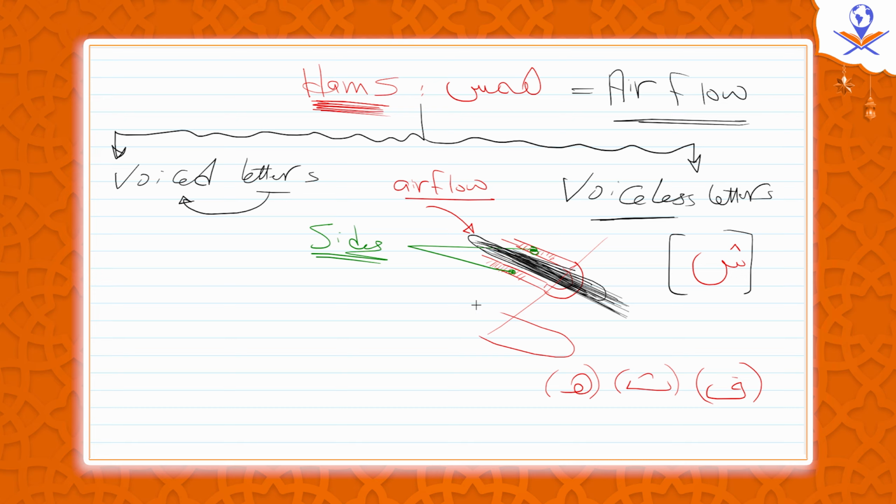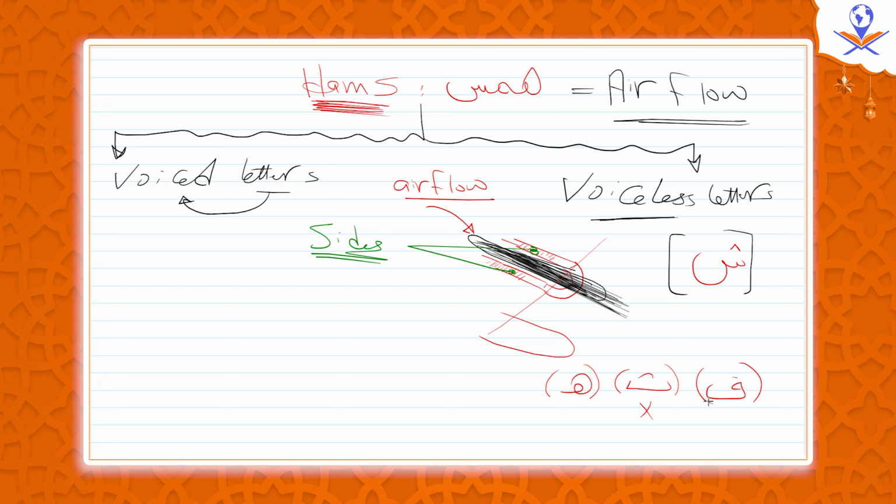So look at this. Ha, ha, ha. If you block the airflow, how should you pronounce it? No way. Same for tha. If you block the airflow, it becomes a different letter. It becomes seen. S, S, S. Right? If you block the airflow with tha.